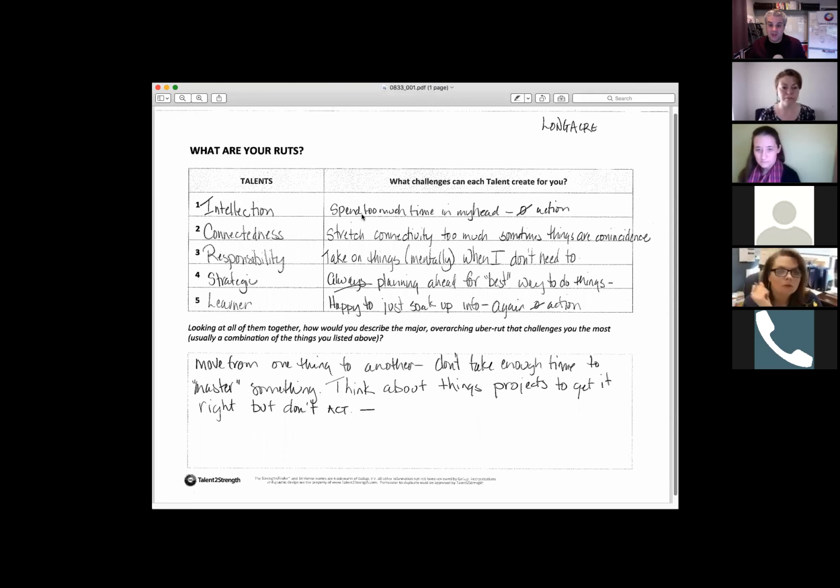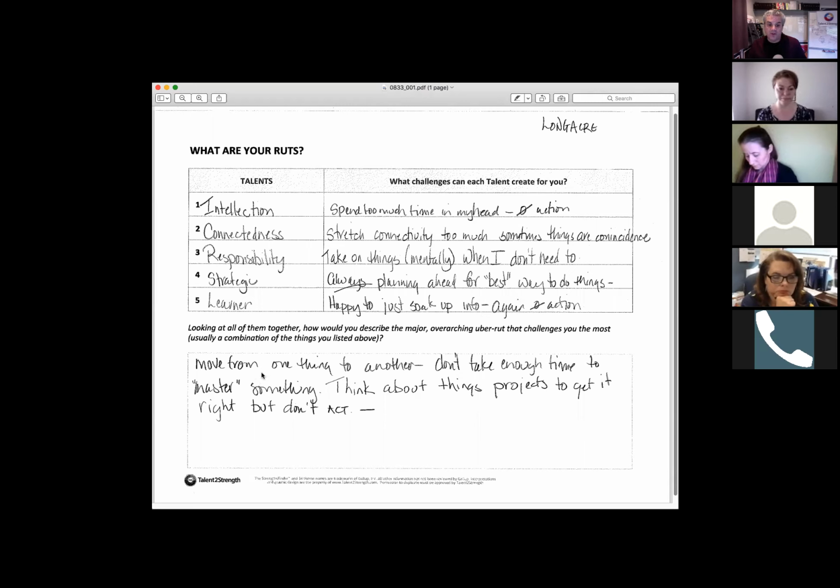For intellection, her rut is spend too much time in my head and not enough action, zero action. Connectedness, stretch connectivity too much sometimes, where things are really a coincidence. There's not really a connection. So reading too much into things. Responsibility, same shared with you, take on things mentally when I don't need to. And so here, again, for her, it's mental, taking things on. And then strategic, always planning ahead for the best way to do things, when it doesn't allow for spontaneity. And learner, happy to just soak up information. Again, no action. So you can see that.